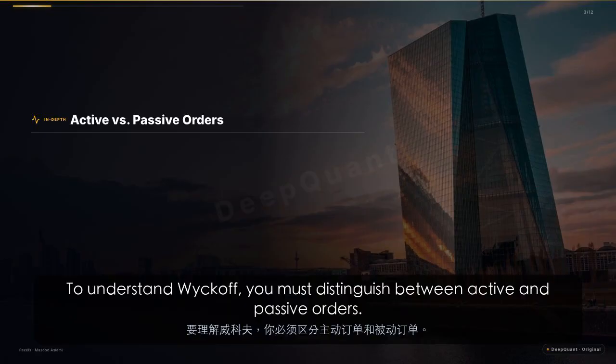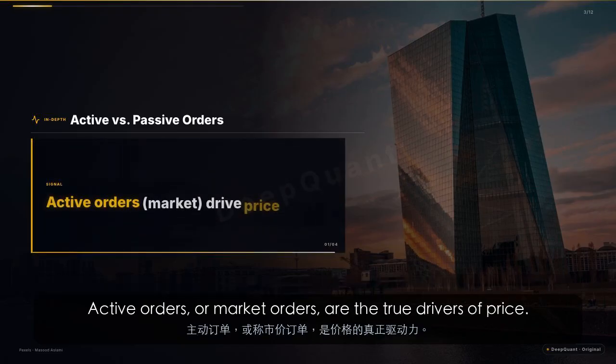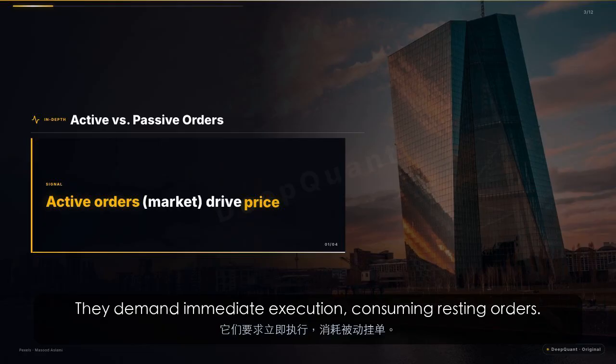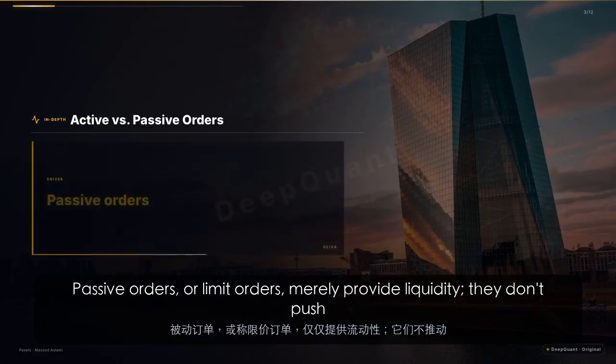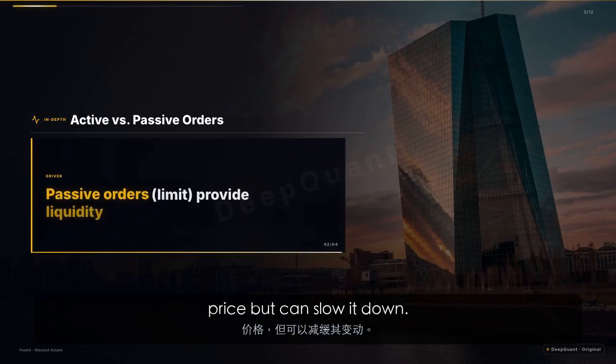To understand Wyckoff, you must distinguish between active and passive orders. Active orders, or market orders, are the true drivers of price. They demand immediate execution, consuming resting orders. Passive orders, or limit orders, merely provide liquidity. They don't push price but can slow it down.